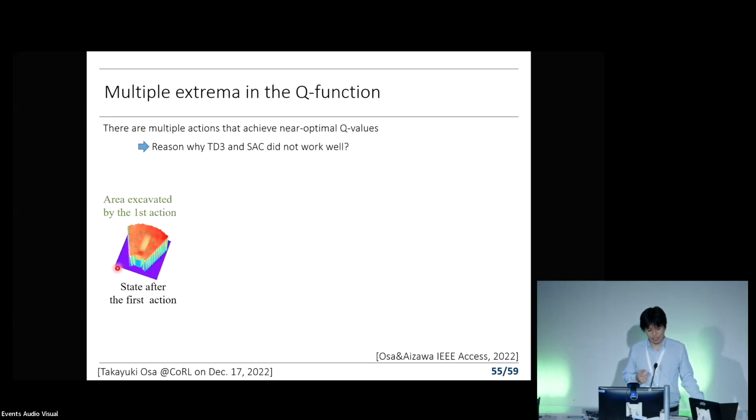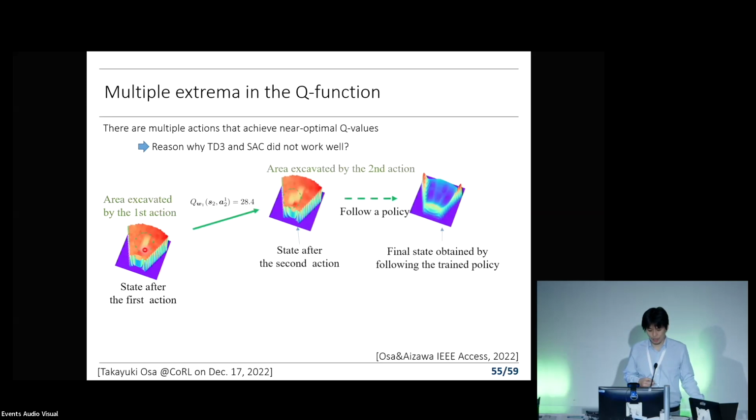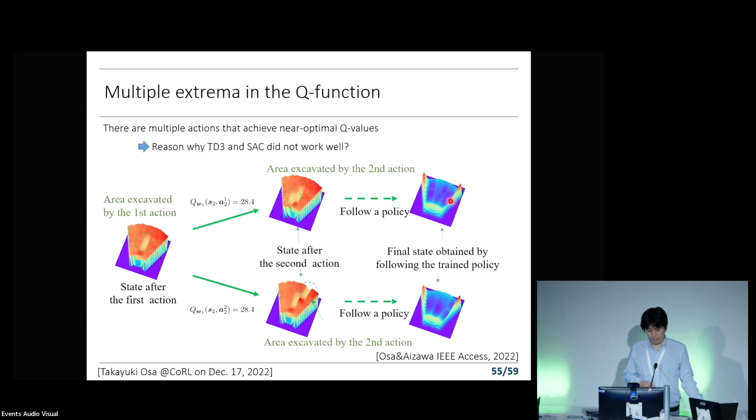Let's think about this state. Here, this is a state after the first action, and this part was excavated in the first step. If we excavate here in the second action and follow the policy trained by the Qt-opt, we can obtain the near optimal result. And if we excavate this part in the second step, then again, if we follow the optimal policy trained by the Qt-opt, we can obtain, again, the optimal result. So this indicates that there can be multiple actions that achieve near optimal Q values.